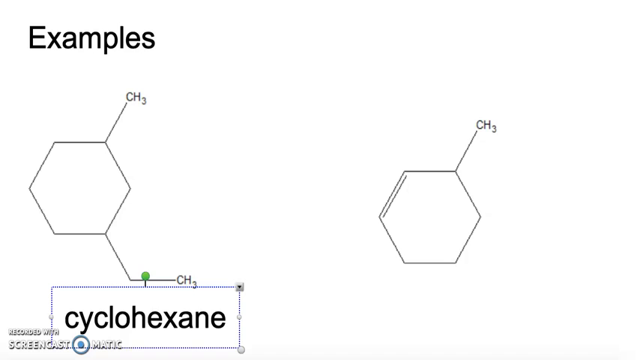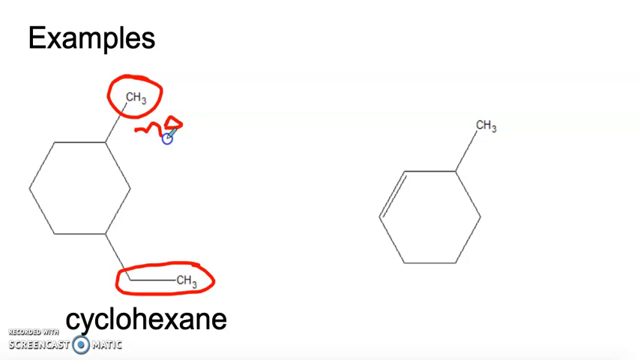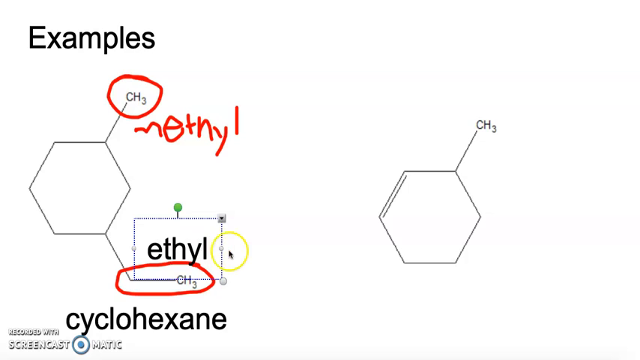Okay, now we have 2 side chains, right? We've got this one, then we have this one. So this one up here has only 1 carbon. That means it's going to be what we call a methyl. The other one down here has 1, 2 carbons. That means it's going to be an ethyl, okay?